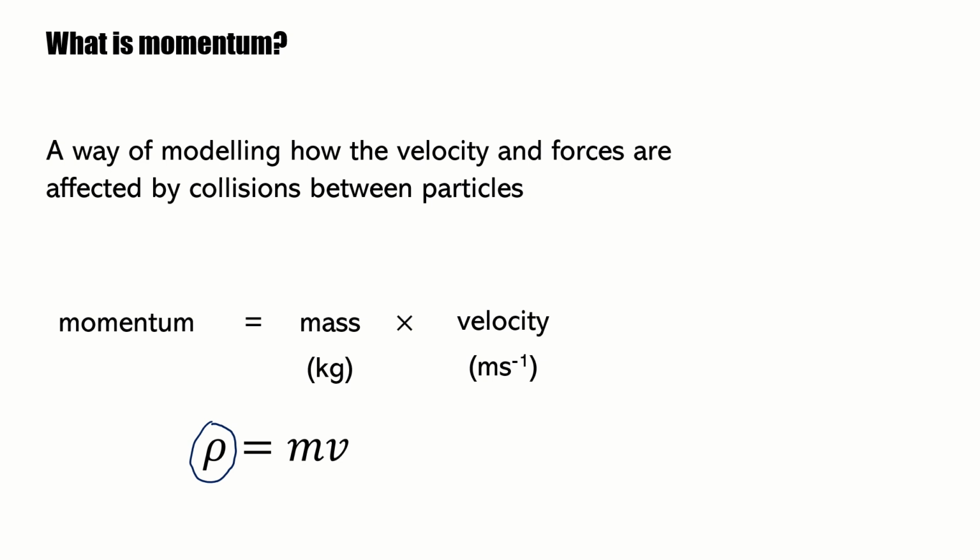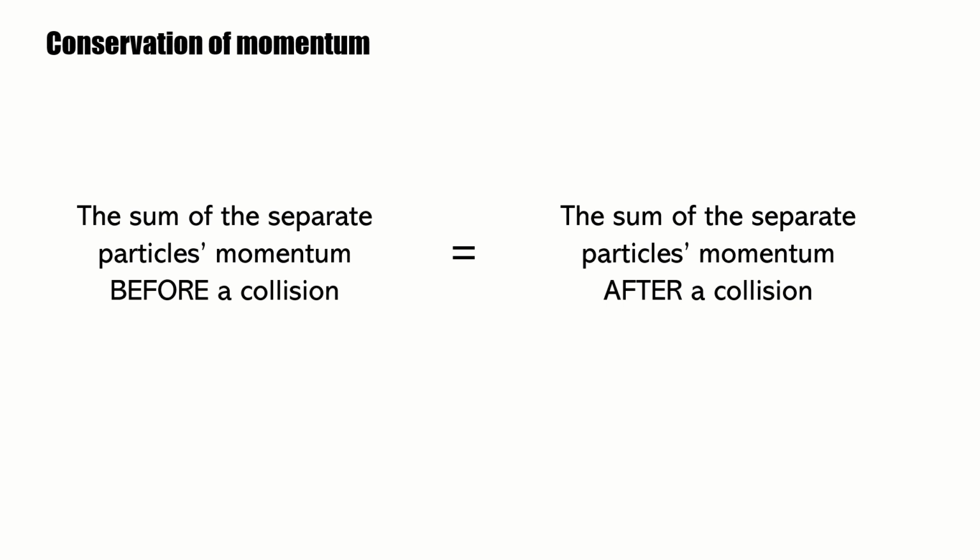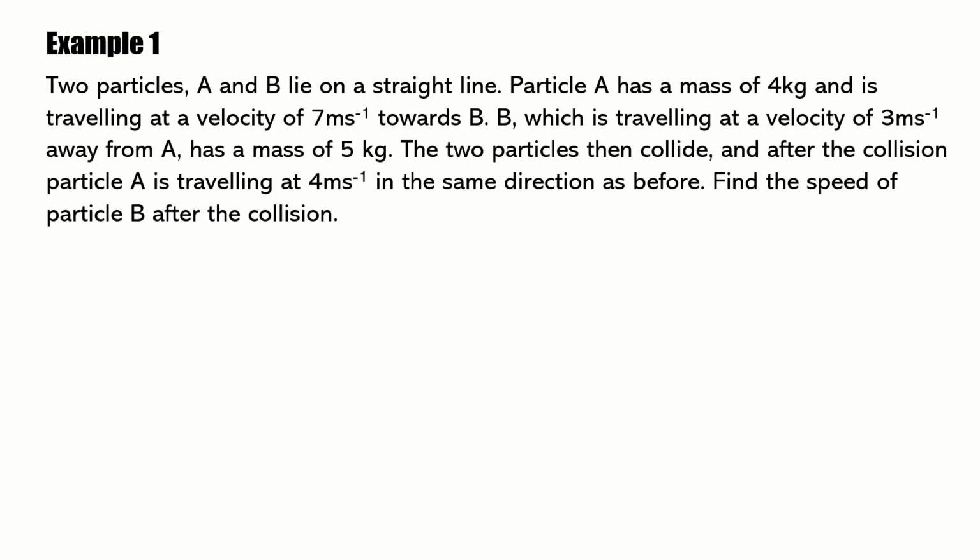Well, this is where what we call the conservation of momentum comes into play. The conservation of momentum law states that the sum of the separate particles' momentum before a collision is equal to the sum of the separate particles' momentum after a collision. So therefore you can work out the total momentum of all the objects in a particular scenario, both before and after a collision, and you know that they should come to the same thing. And so with all that said, let's have a go at an example.